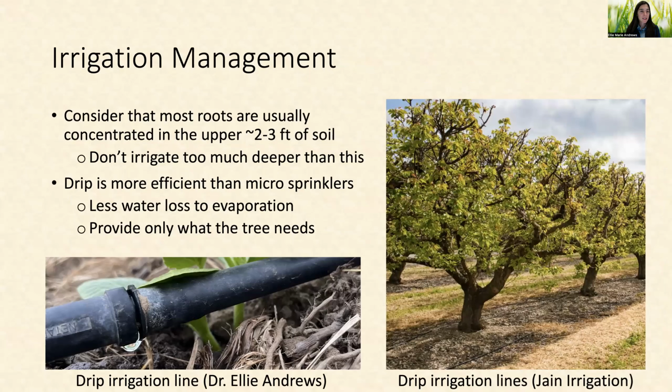So thinking more about irrigation, you want to consider too that most roots are usually concentrated in the upper 2 or maybe 3 feet of soil. So you really don't need to irrigate too much deeper than that. Drip tape, drip irrigation, is more efficient than sprinkler irrigation or micro sprinklers. So this is great. Drip is a really great tool to use. With drip tape, you're going to have less water loss due to evaporation, and you're really only going to provide what the tree actually needs. So I'm a big proponent of drip.